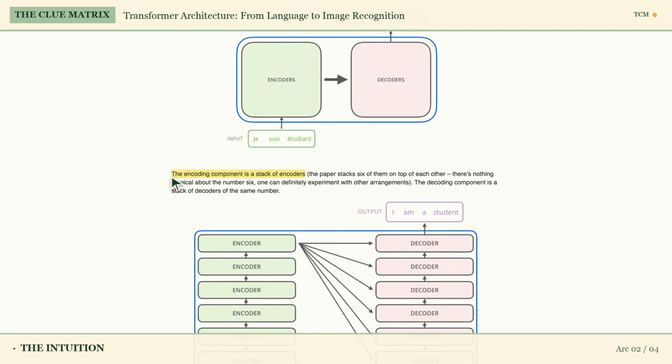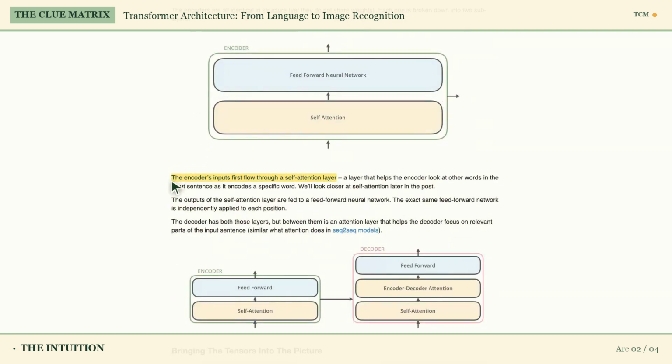Each encoder's input first flows through a self-attention layer and then through a feed-forward network. This self-attention is key. Self-attention. Is that different from the attention we discussed in case number TCM 123005, where an RNN would focus on parts of the input during decoding? It is. Here, self-attention means the layer helps the encoder look at other words in the input sentence as it encodes a specific word. The self implies it's attending to its own input sequence.